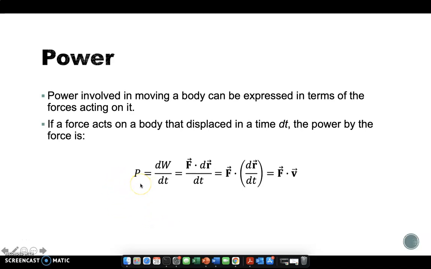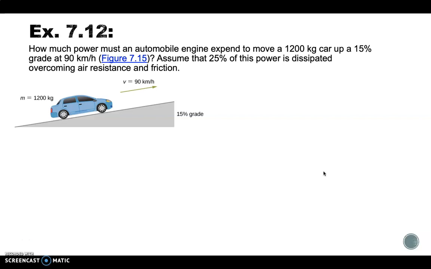Okay, so as I was saying in the last video about power, we can write it in such a form that power is equal to the force dotted into the velocity. So we're going to go ahead and apply that to this last example, 7.12. It states, how much power must an automobile engine expend to move a 1,200 kilogram car up a 15% grade at 90 kilometers per hour? Assume that 25% of this power is dissipated overcoming air resistance and friction.